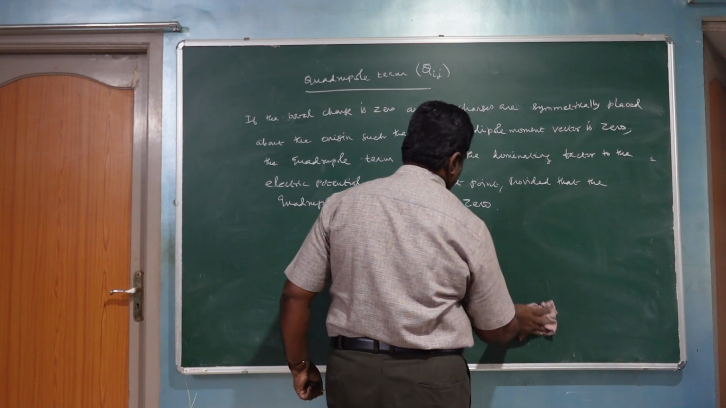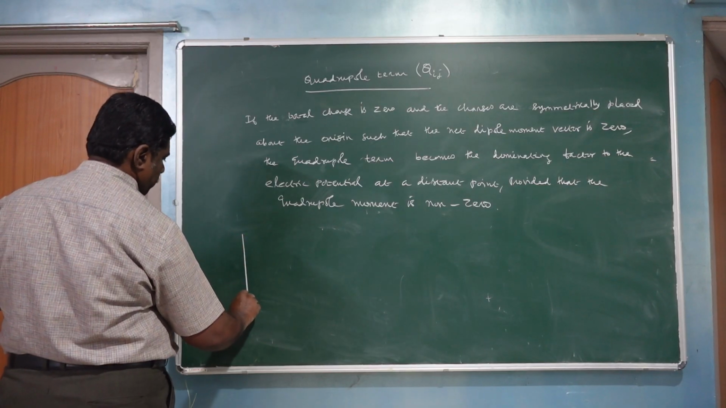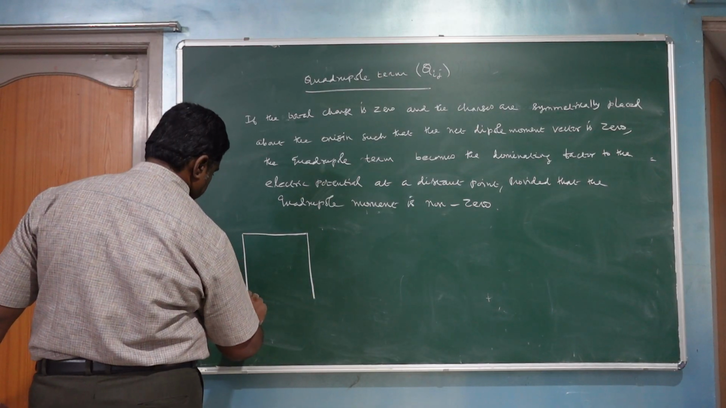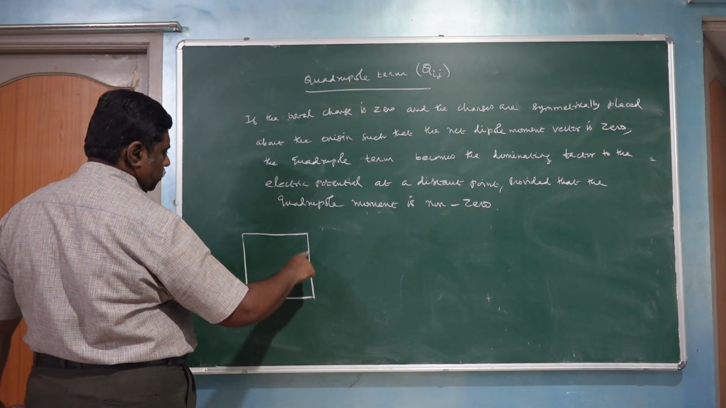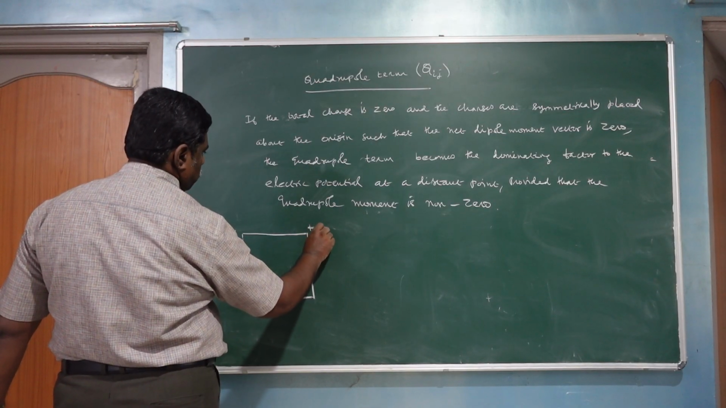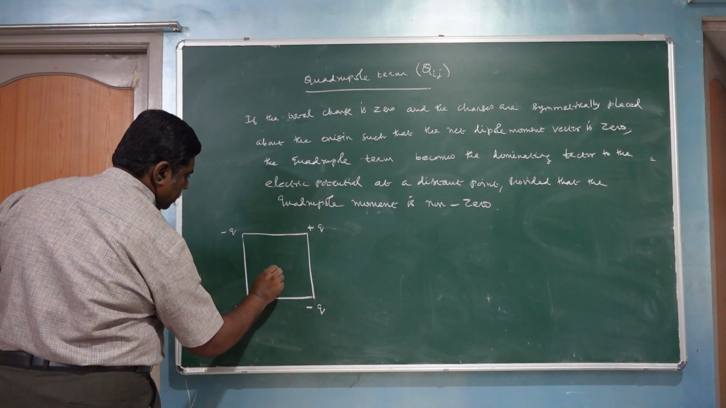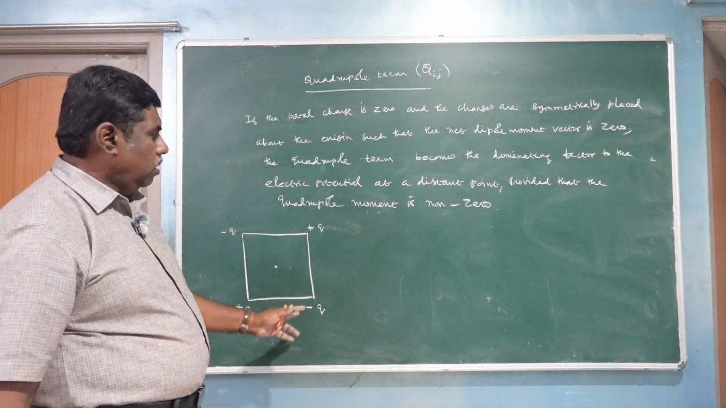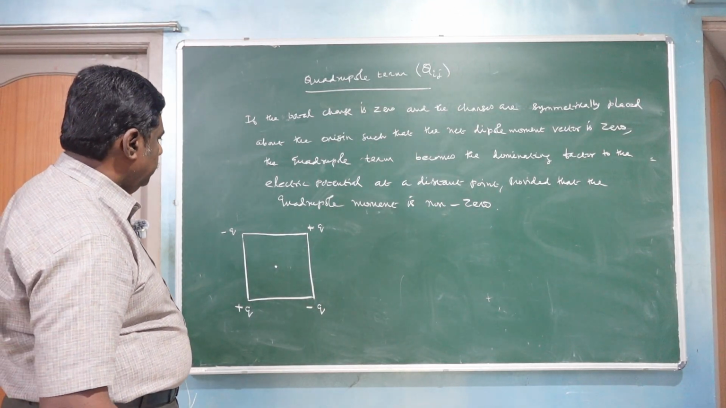Consider a square with the sides 2a. This is a square. This side is 2a, this is 2a, this is 2a, this is also 2a. Then 4 charges, minus q plus q, minus q plus q, are placed symmetrically about the origin. About the origin, all these charges are positioned at a distance of a.